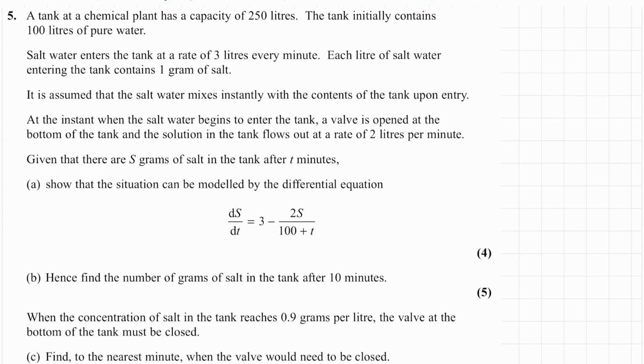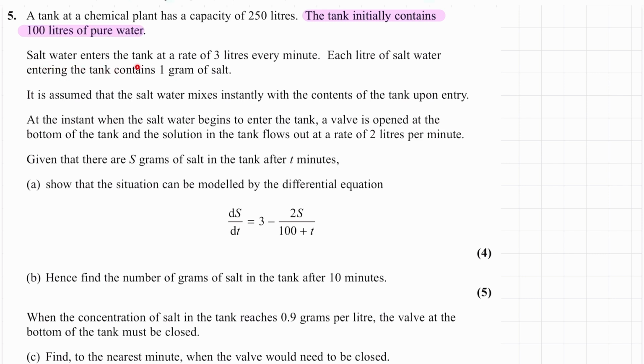Hi everybody. So here we have an exam question on modelling with differential equations. We're told that a tank at a chemical plant has a capacity of 250 litres and that the tank initially contains 100 litres of pure water. So I'm going to highlight this information because that's important.